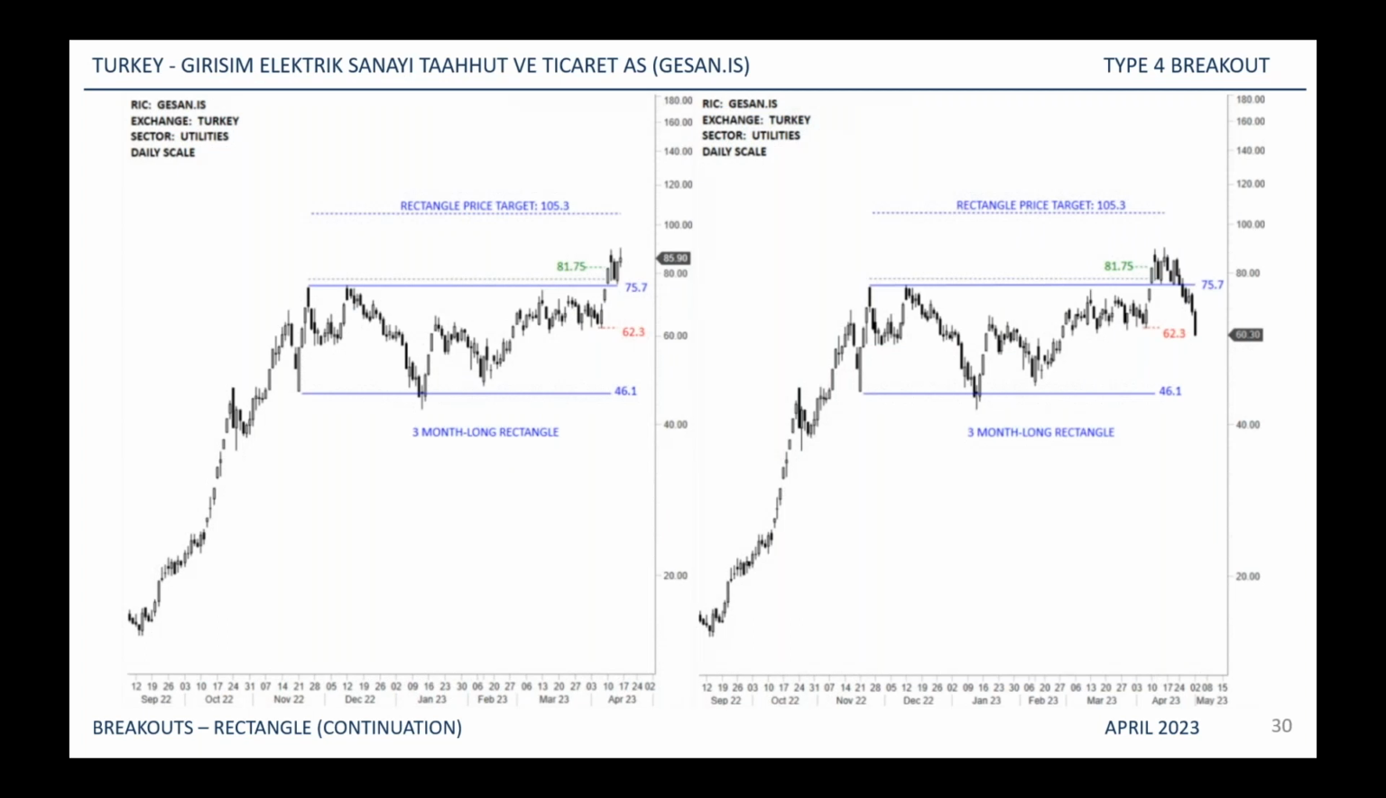Rectangle failure, breakout confirmation, a stock from Turkey. The minor low was the chart pattern negation. The stock tried to hold here. After trying to hold above the boundary, it failed, reached the chart pattern negation, and as far as I remember, it reached the lower boundary of this pattern and tried to rebound from there. So chart pattern negation was reached, and the stock didn't recover from there to give us a type 3 breakout.